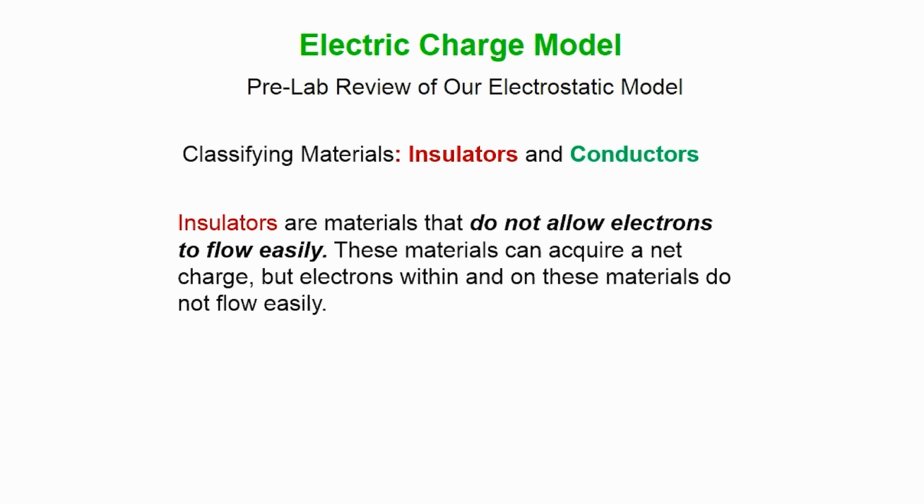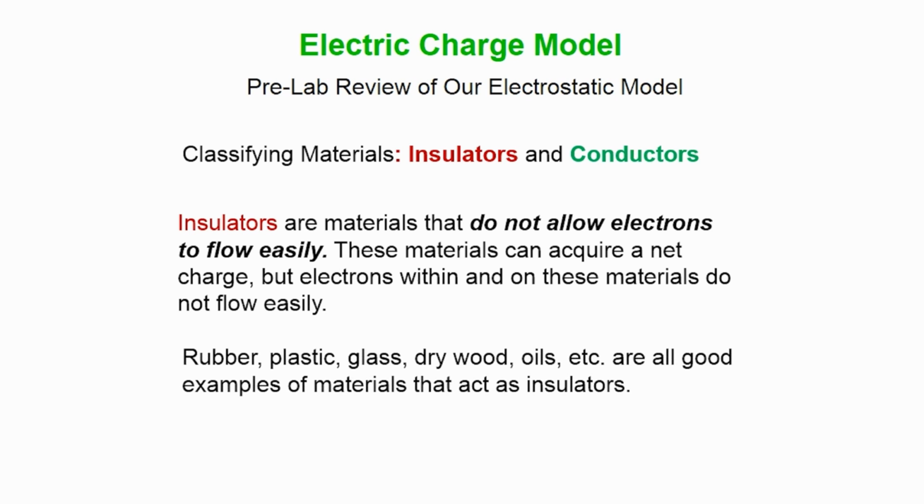It can acquire extra negative charges, but once the negative charges are on that object, they aren't easily able to flow around that object. We will see in conductors they can. So insulators do not allow electrons to flow. Please remember, they can acquire a net charge, but the electrons will not flow easily.